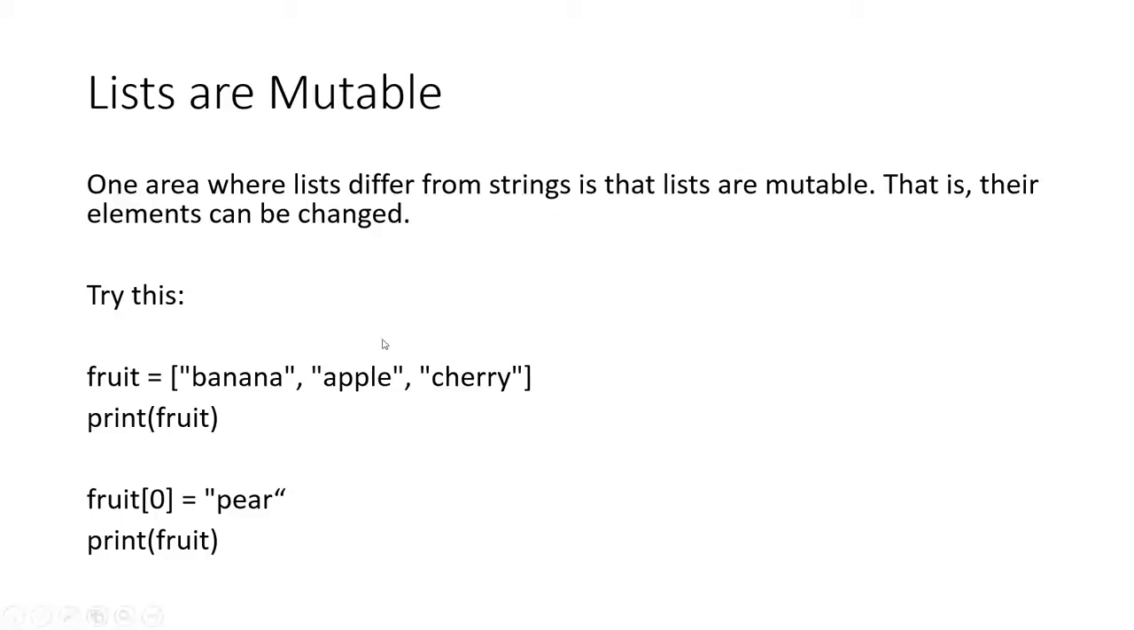So for example, if you try the code here, we can create a list called fruit and give it banana, apple, and cherry, and print out the list fruit. Then we can actually set fruit sub 0 to be equal to pear. And if we print out the list now, we'll actually get pear, apple, cherry. We replace the first index item. We replace banana. It goes away, and instead we insert in its location the string pear. And this is a fundamental difference with how lists work compared to strings.